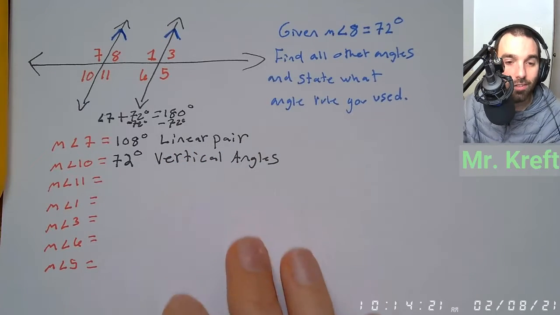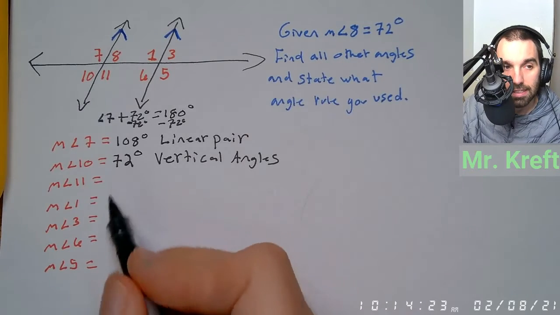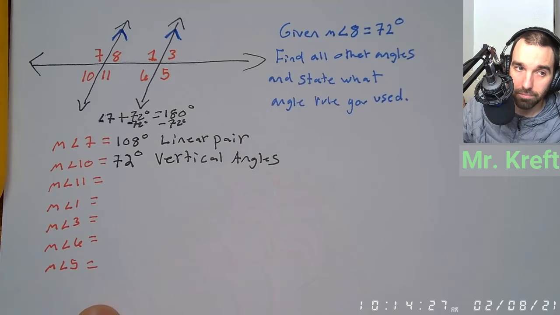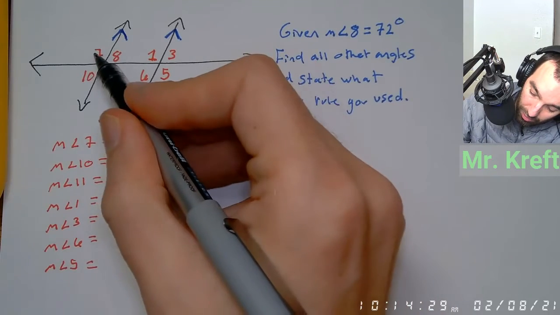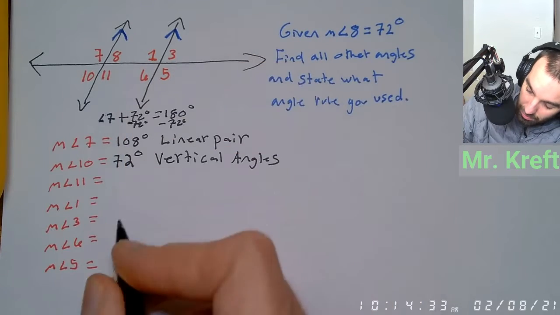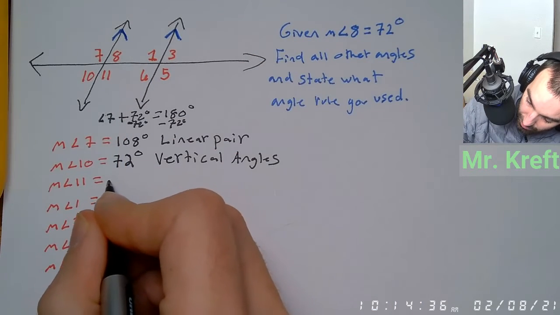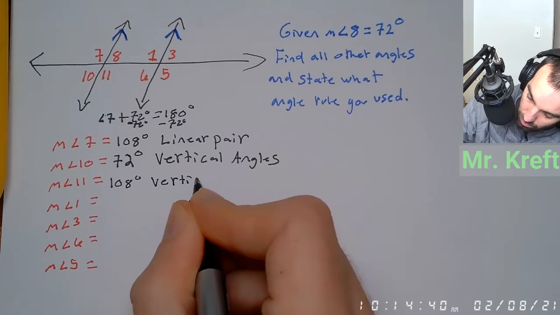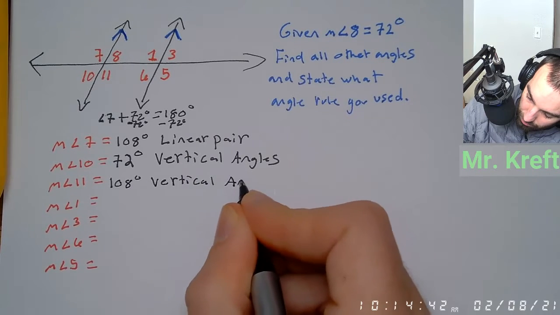Again, our reasons could be different, but what's important is that you're getting these answers and you're putting down the reasons. Once I know angle 7 is 108, I can see that angles 7 and 11 are vertical angles. So I can say angle 11 is 108 degrees because of vertical angles. Maybe you used a linear pair or something else.